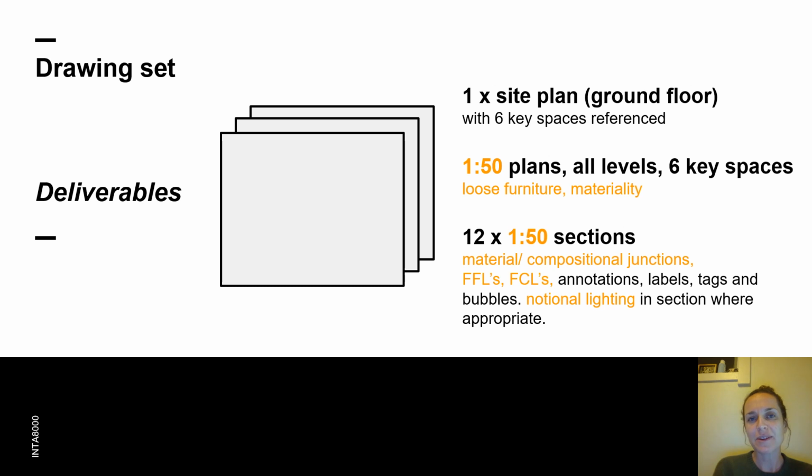And this means again that we need to see material and compositional junctions. So this might mean format, it could mean textures, it could mean how do those pieces of material start to connect to one another. So what are the joints? We need to see finished floor levels and finished ceiling levels, not just relative levels. We also need to see notional expressions of lighting where appropriate. So if it's a significant lighting feature, it would come up in the section.